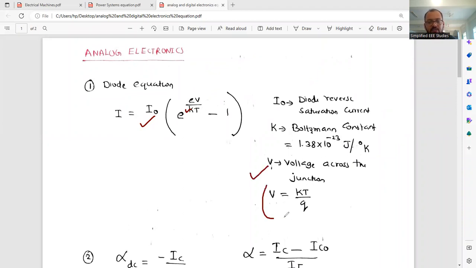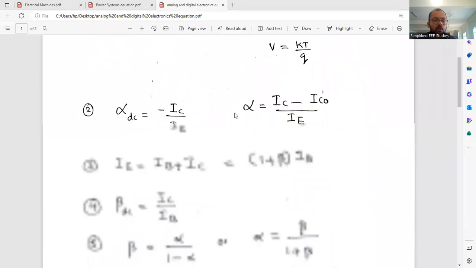If you want, you can write V is equal to kT by q, where T is the temperature of the junction. q you can write in terms of charge of electron. k is the Boltzmann constant. Like that you can write. So charge of one electron is equal to 1.6 into 10 to the power minus 19 coulomb.